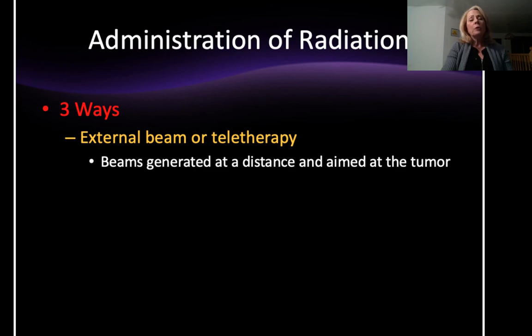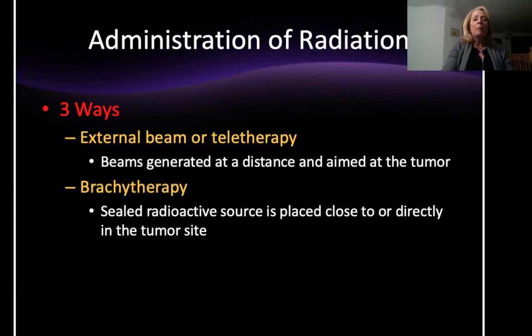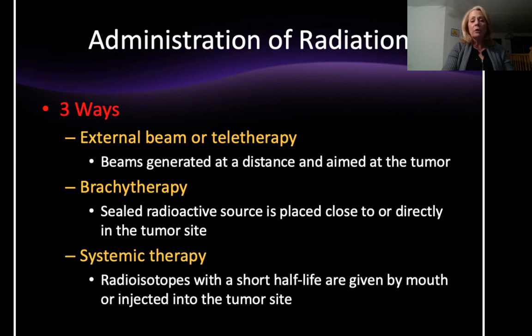So we can do what's called external beam or teletherapy radiation, where there's a beam at a distance that's aimed at the tumor. Brachytherapy is a sealed radioactive source placed close or directly on the site of the tumor, and then the systemic radiation is actually where you're going to either drink the radiation or it's injected directly into the tumor itself.